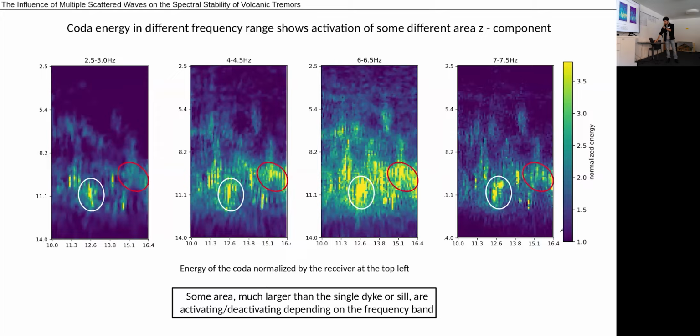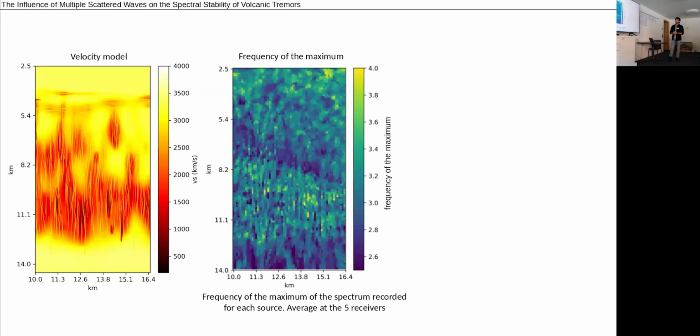So in order to understand this, what we did is to understand how the spectrum changes when considering all the sources and the signal retrieved at the 5 receivers. So we compute the frequency of the maximum at all the receivers, and then we average it. And what we see is that there is a part on top in which the frequency is higher, which is close to the peak of the source function that we chose. Then there is a part of the medium in which it actually decreases, and then it increases again in a part in which there is more scattering.